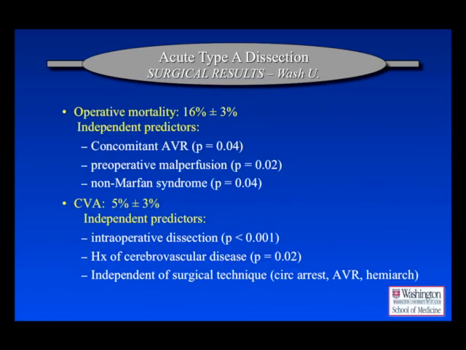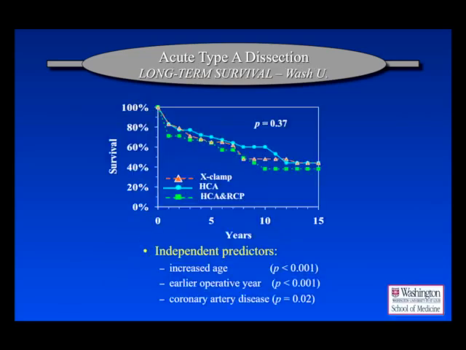Operative mortality is 16%. Independent predictors include concomitant aortic valve replacement, preoperative malperfusion, or non-Marfan syndrome. Stroke also occurs in about 5% of patients, with the independent predictors being intraoperative dissection and a history of cerebral vascular disease. Stroke and operative mortality were independent of the surgical technique. Long-term survival is similar with cross-clamping, hypothermic circulatory arrest, or when retrograde cerebral perfusion is added. Independent predictors of late death include increased age, earlier operative year, and associated coronary artery disease.